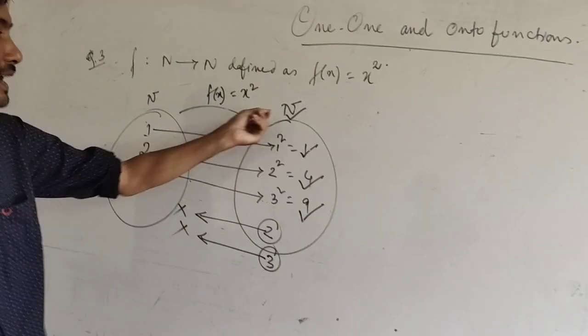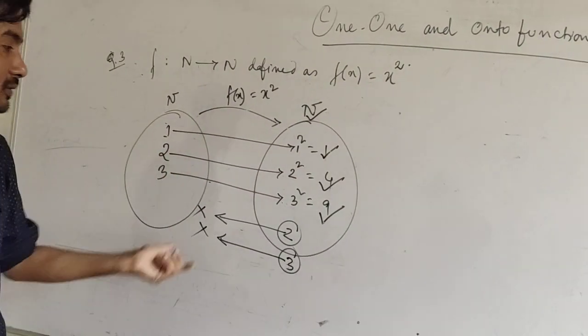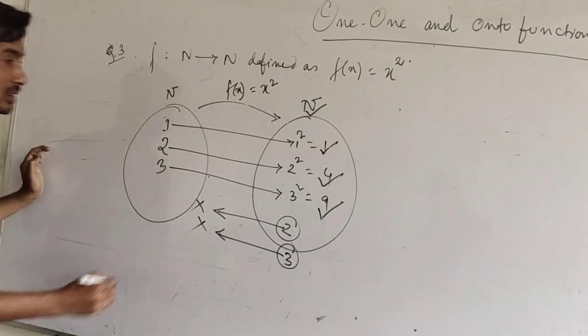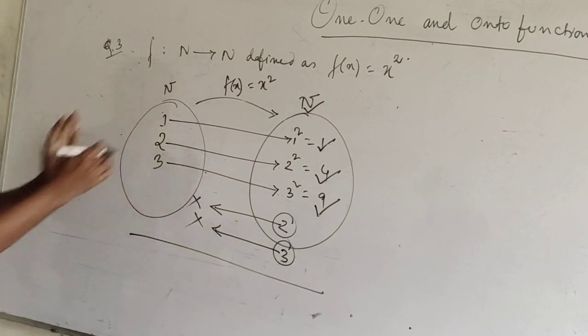However, the codomain is N. These two sets are not equal. Therefore, this function is not onto. This is not onto. However, this is a one-one function.